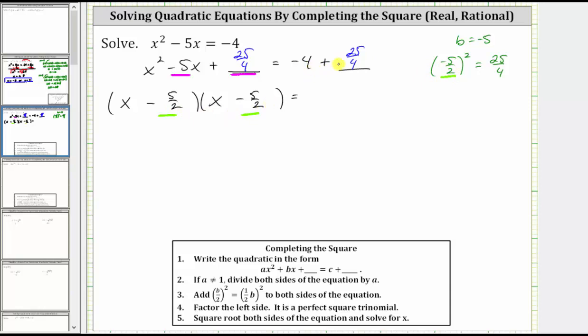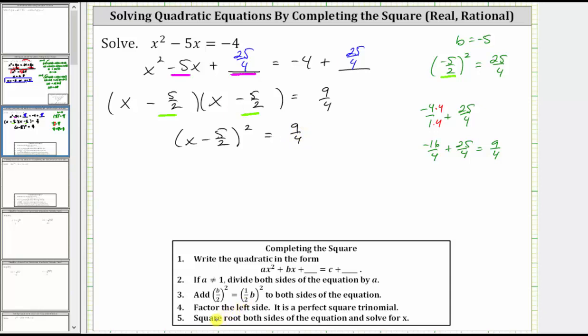Now on the right side, let's determine the sum. We have -4, or -4/1, plus 25/4. The least common denominator is 4. We multiply the numerator and denominator of -4/1 by 4. This gives us -16/4 plus 25/4, which is equal to 9/4. So the right side simplifies to 9/4. And notice how we do have a perfect square trinomial because we have two equal binomial factors. Let's write this as the quantity x minus 5/2 squared equals 9/4.